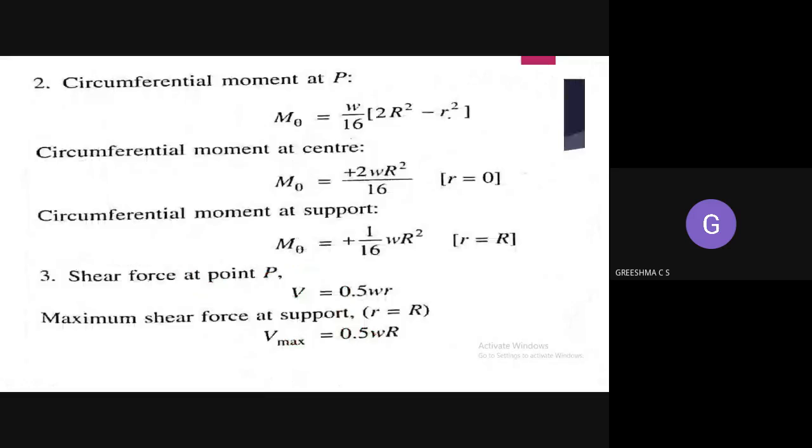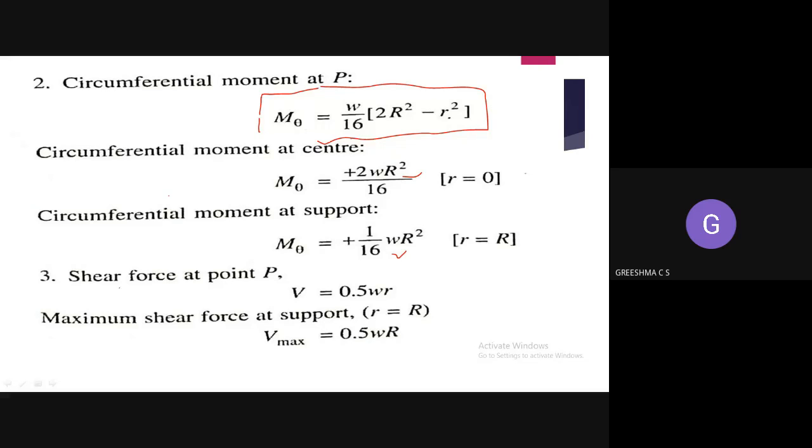Now coming to the circumferential moment. This is the equation: M theta is equal to W by 16 (2R square minus r square). The same way, you have to find out the moment at the center and also the moment at the support. Moment at the center means r is equal to 0. Moment at the support means r is equal to big R. So you will get this equation at the center and at the edges.